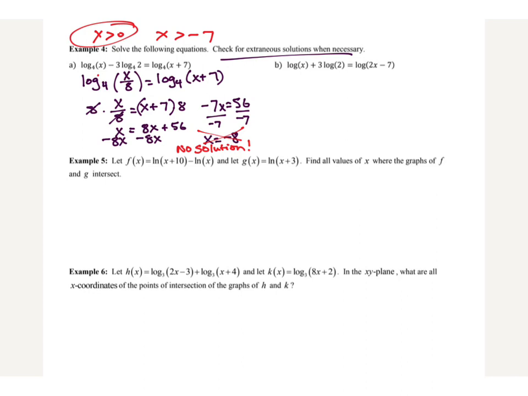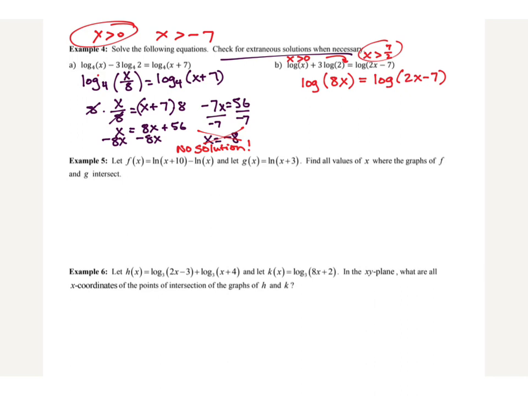Domain on the next one. x greater than 0, x greater than 7/2. 3.5 is bigger than 0. So we're doing the same thing again, and this is going to be plus, though. So log of 2 cubed times x. 8x equals log base 10 of 2x minus 7.